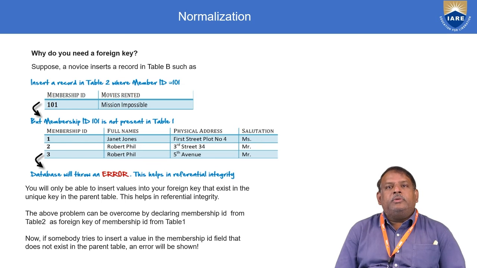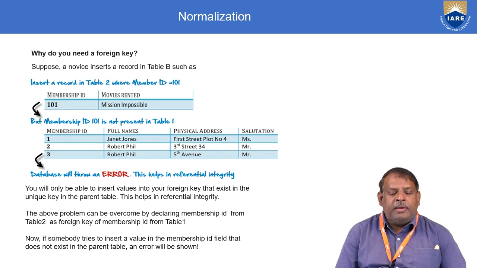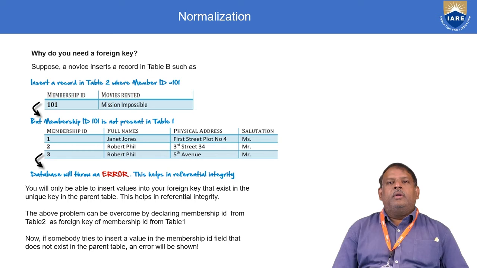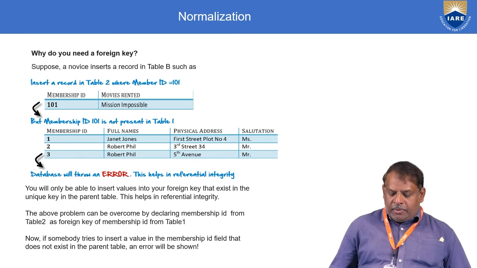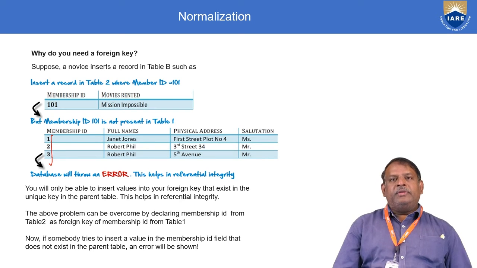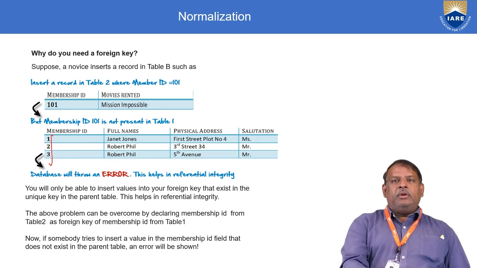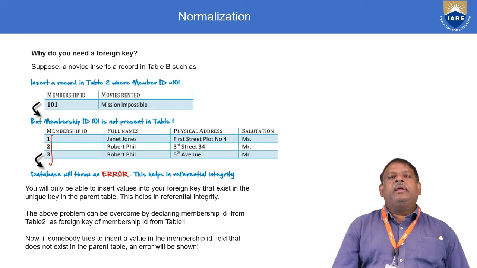Suppose a novice, who is not well versed with the database, inserts a record in table 2 where membership ID is equal to 101. But there is no such membership ID in table 1, which consists of only 1, 2, 3. If you try to insert 101 into the child table, you will get an error. That error is called a referential integrity error.